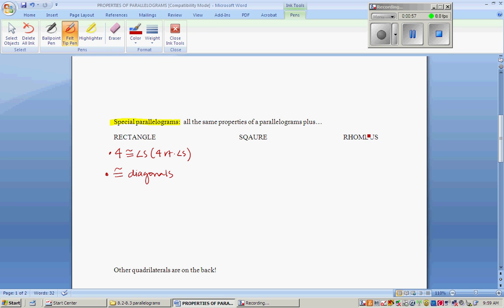So we're going to skip over square and go over to a rhombus. A rhombus is like a diamond. It just has four congruent sides. That's its characteristic, its definition. But it also has some properties about its diagonals. Its diagonals are perpendicular.